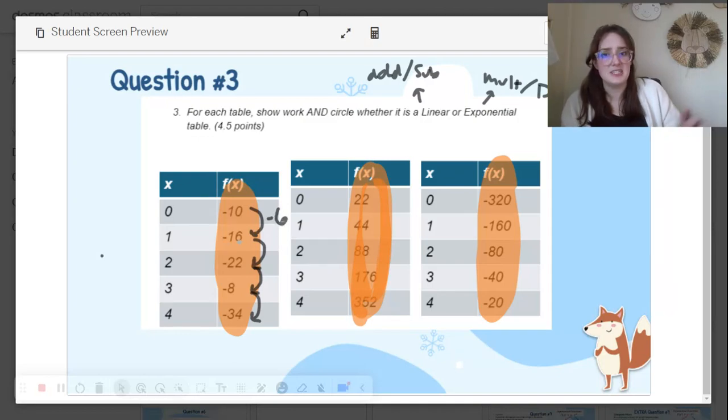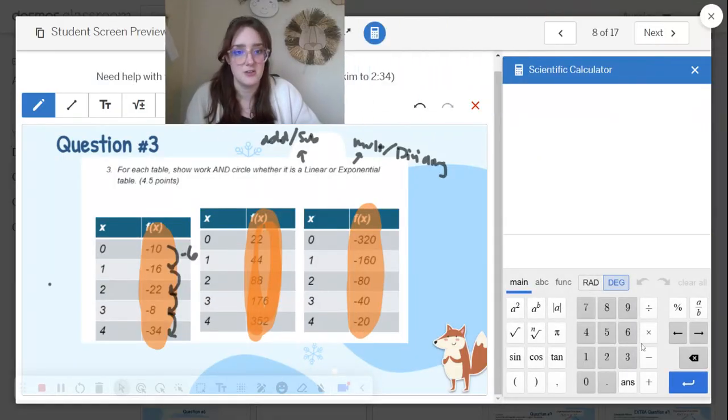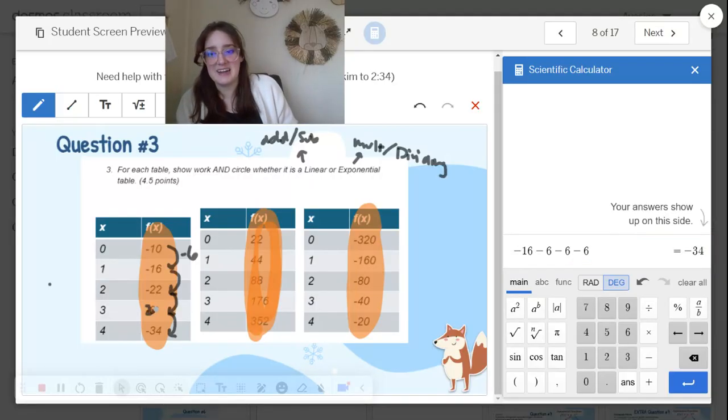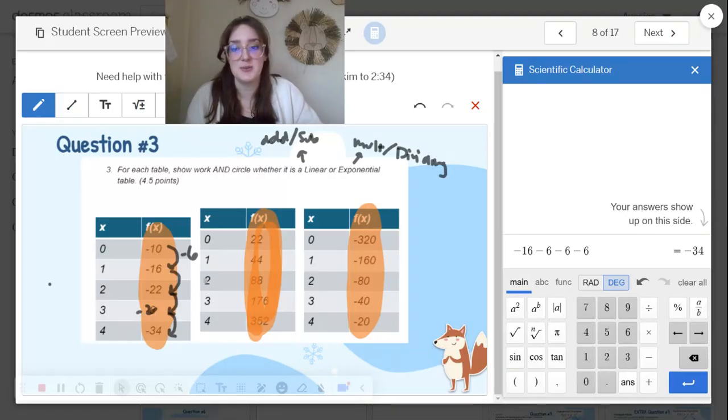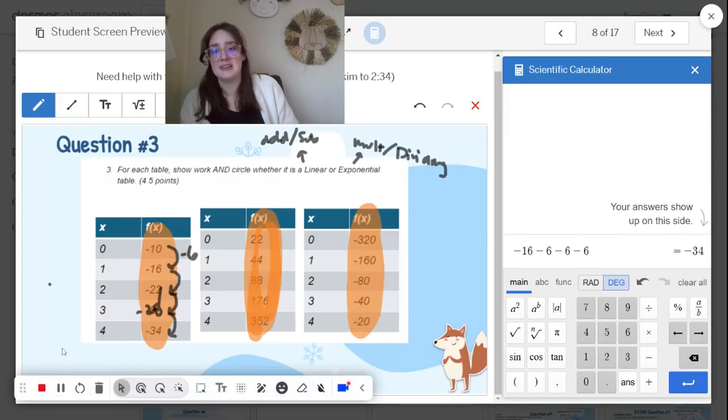It looks like we're subtracting 6, but let's just check. So negative 16 minus 6, let's see if that does give us negative 22. Yep. And then again, minus 6. Negative 28. That was my bad. It's supposed to be 28. Let's see, minus 6. Yeah, 34. So that's supposed to be a 28. I don't know where the 2 went. Whoops. Negative 28. So this one we're subtracting 6 each time. Because we are subtracting, this is going to be linear.